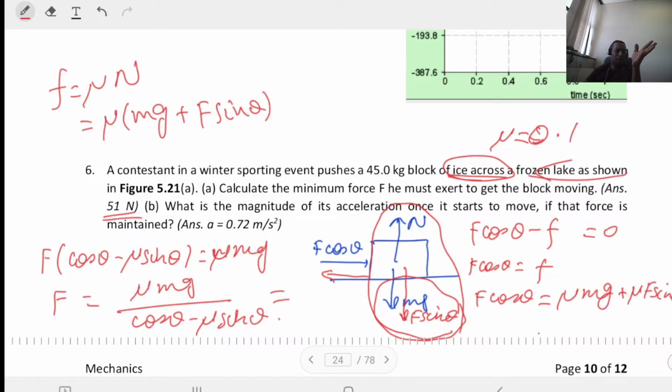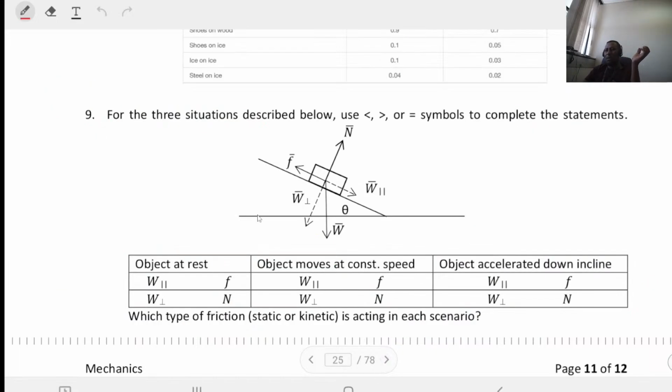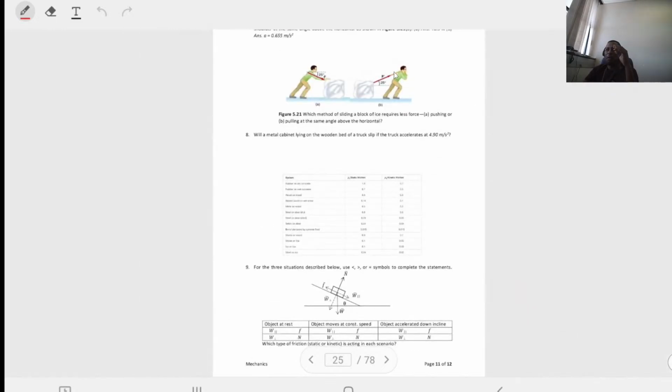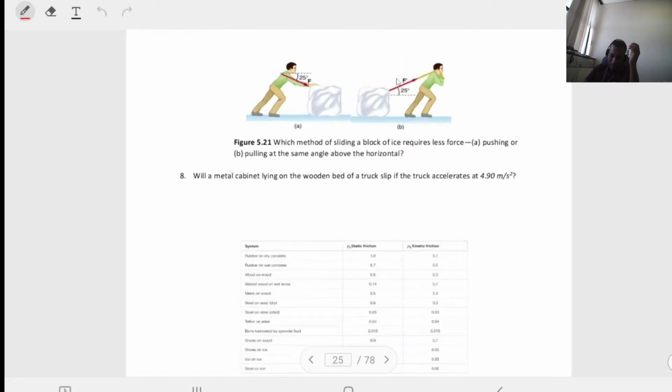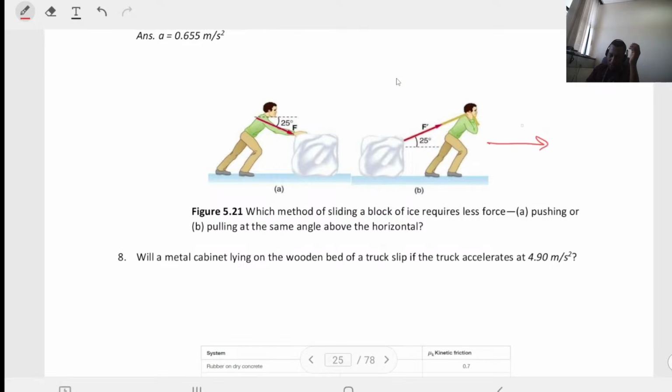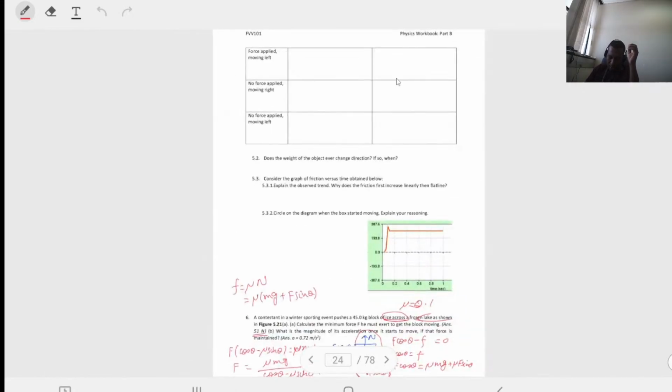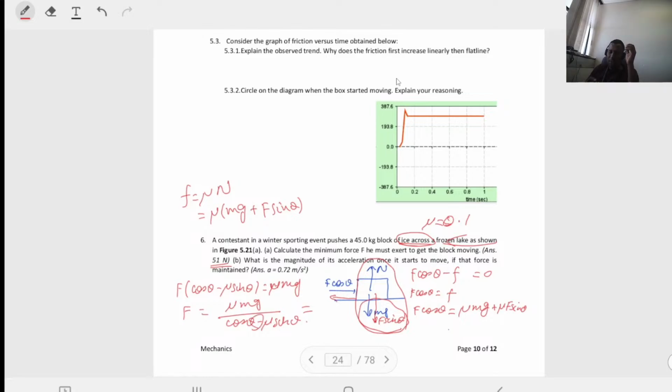PHYV tutorial test number 1, we have gone through questions 1 to 6. This is the one in my head which I missed last week. If you could continue now, what about if it is pulling? F cos theta is that way, F sine theta is up. If it is pulling, the equation we just derived here is not going to be minus, it's going to be in the opposite direction, plus. Otherwise, I'm done on my side.